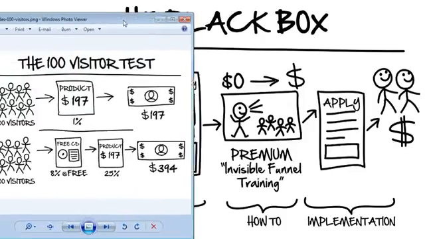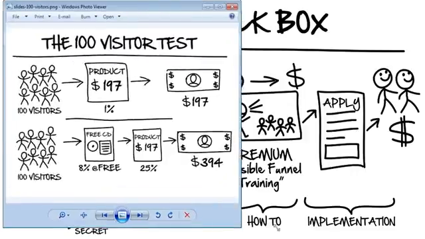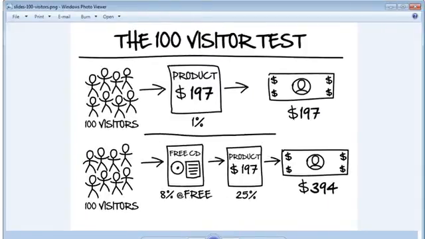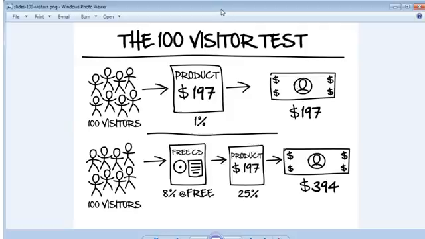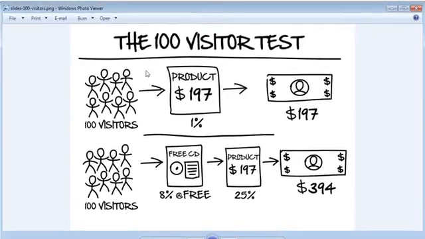It's kind of funny. We did a test. In fact, I'll show you the test right here. I call this our 100 visitors test. It's kind of becoming famous in the marketing world right now. People keep talking about it. We did it with more than 100 visitors, but just to illustrate the concept, we took 100 visitors and drove them to a page selling a $197 product.